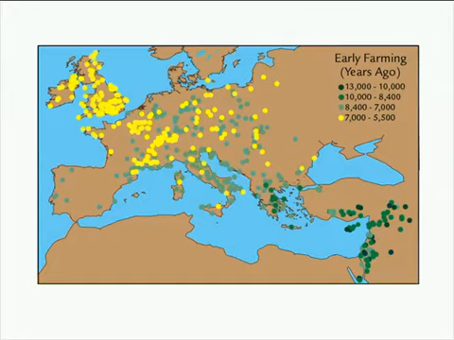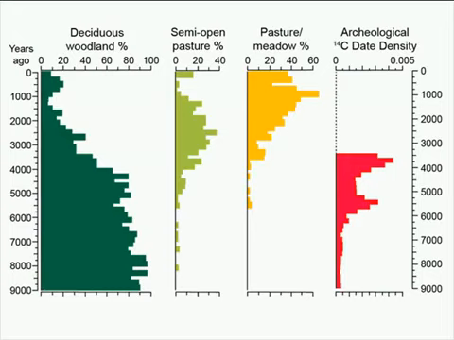The two lighter plots, light green and yellow, show semi-open pasture and meadow increasing after maybe 5,500 and certainly by 4,000. Also, this study, this is Woodbridge et al., compiled the density, or the number of sites with C14 dates, reliable archaeological work, and you see a big jump around 6,000, and again, that's right after the reversal of the carbon dioxide trend.